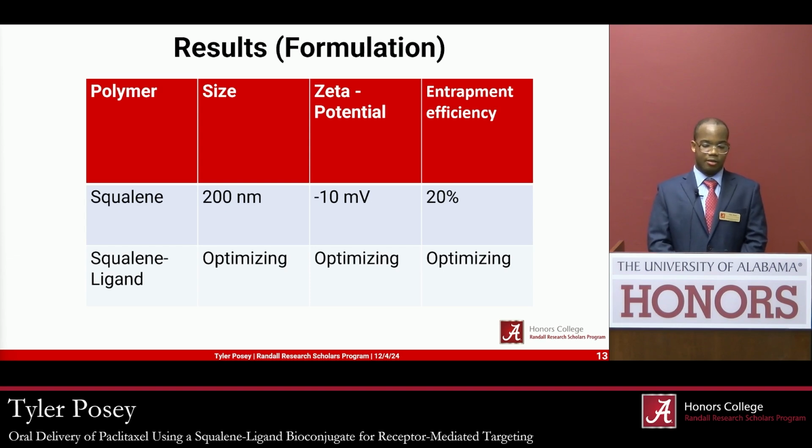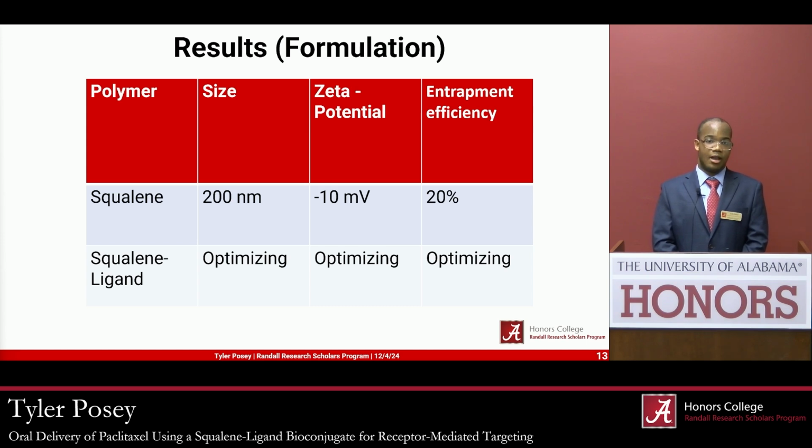Shifting to the formulation results, we're still in the early phases of experimenting with our squalene-naringenin, or our squalene-ligand nanoparticle, but I will use the squalene nanoparticle control to explain the significance of the results and what we hope to observe when the study is complete. First and foremost is the size of the nanoparticles. Ideally, you want them to be between 200 and 350 nanometers. This ensures that they will be able to circulate through the body without causing any blockages in vital organs such as the kidney.